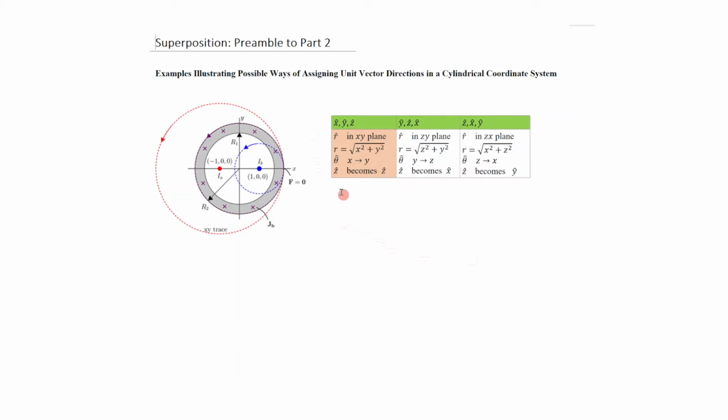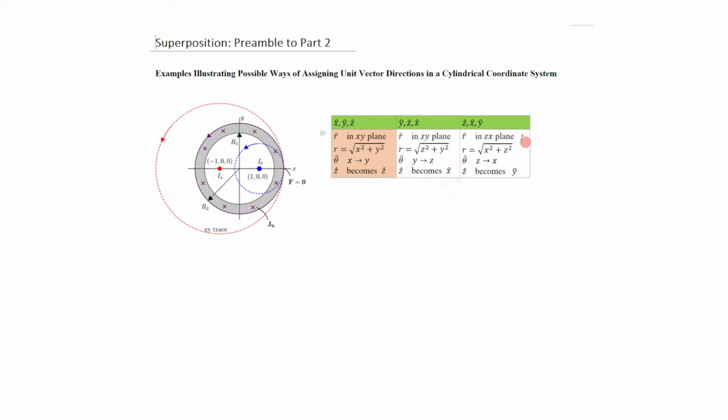But let's say that in fact the plane is not the xy plane, but the zy plane. In that case, the r hat vector is in the zy plane. Then the magnitude of r would involve the square root of z squared plus y squared. And theta hat in this case, in the zy plane, would point from y to z. In this case, the z hat vector becomes the x hat vector, because here we're dealing with the zy plane, which means x hat is pointing outwards.